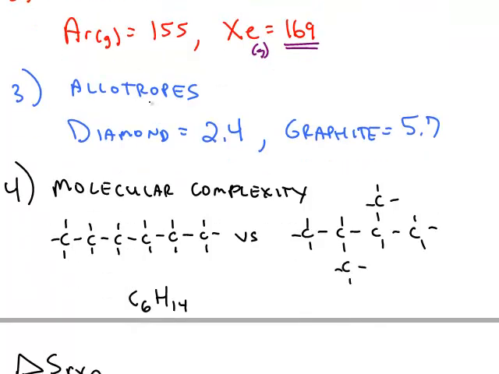Some elements exist as allotropes. So, for example, carbon can be found in the diamond or in the graphite. Diamond is a three-dimensional array and graphite is two-dimensional. The particles in diamond have a lower entropy value because they're more ordered. Graphite is more random because it's only a two-dimensional bonding.